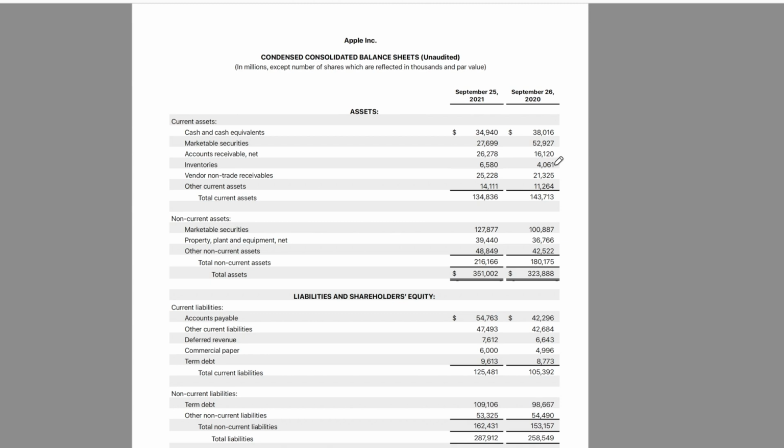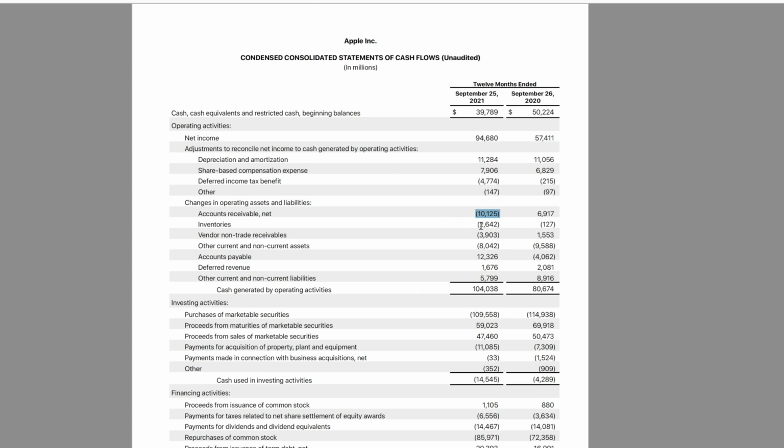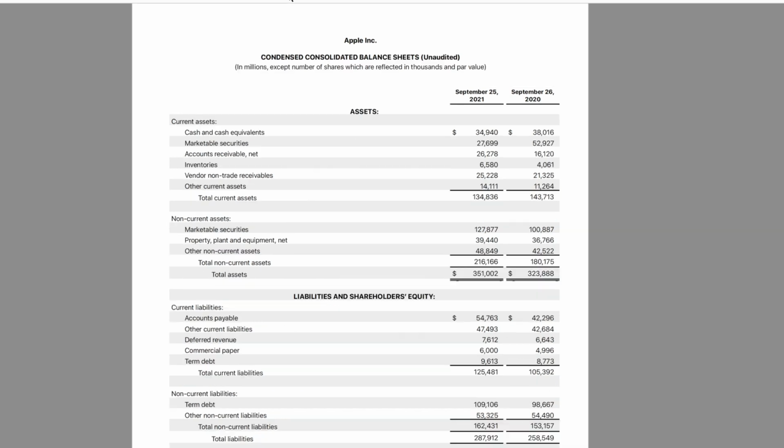Now, again, as I mentioned, anytime inventory increases, you're using cash to buy this inventory. Therefore, it is a use of cash. So again, very similar to accounts receivable, we should see that there is a deduction for the increase in inventory on the cash flow statement by taking profit, removing the use of cash for inventory, and then coming down to calculate cash flow.